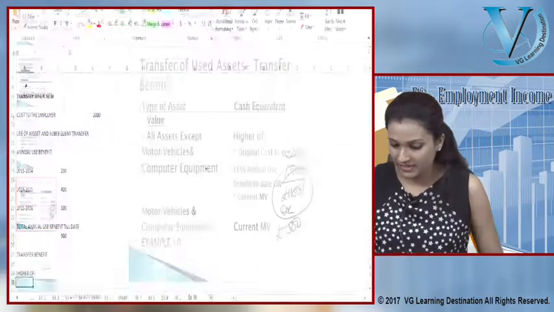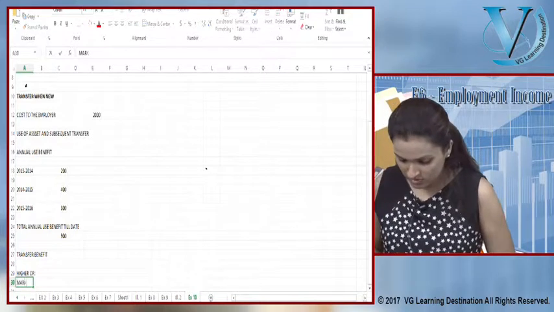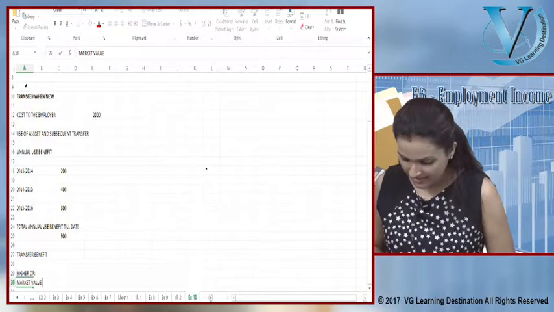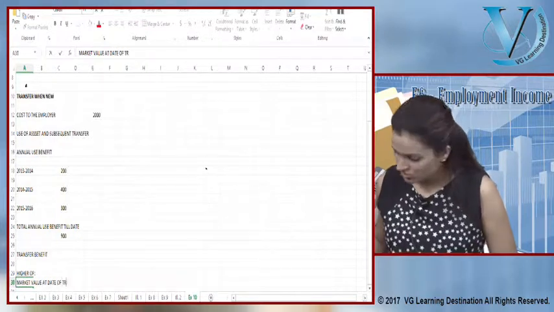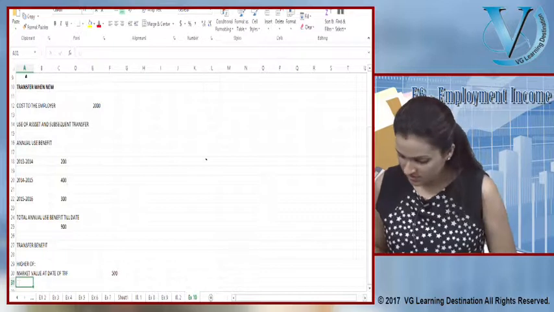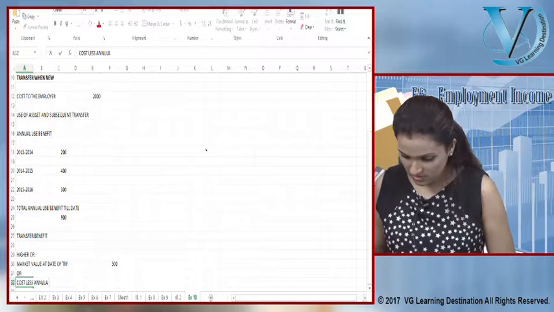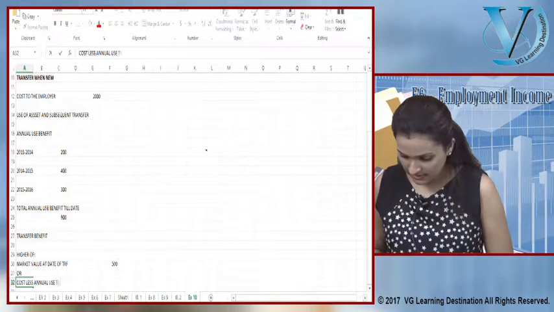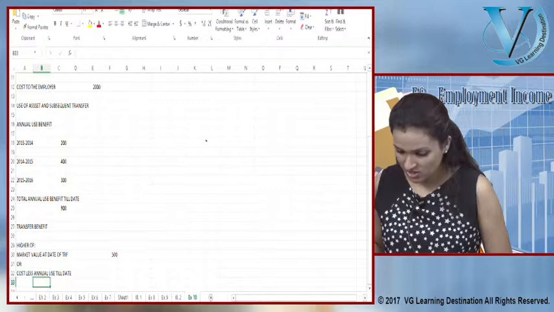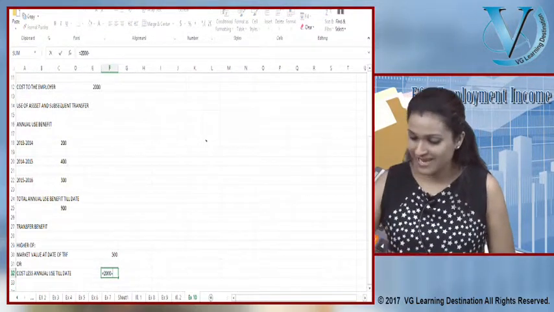So let me quickly make it here as well. Higher of what? Higher of the market value at date of transfer, which is equal to how much? Which is equal to £500, or cost less annual use till date, which comes out to be how much? Total cost was £2,000. Total annual use we've just calculated.